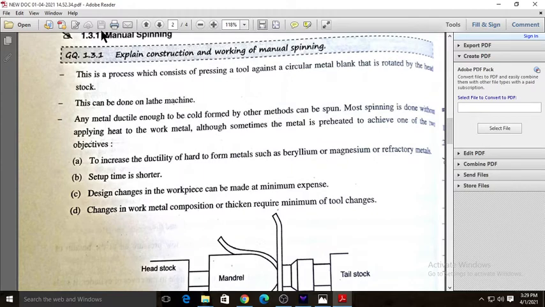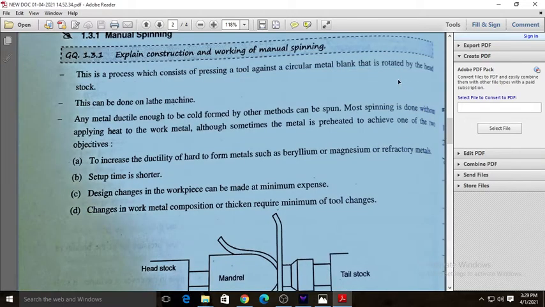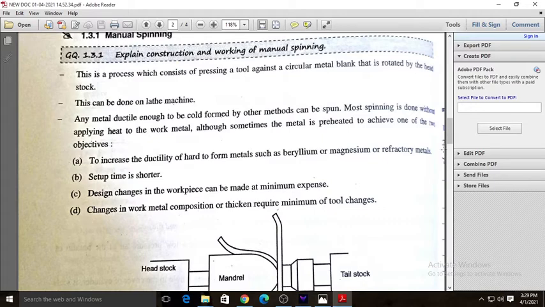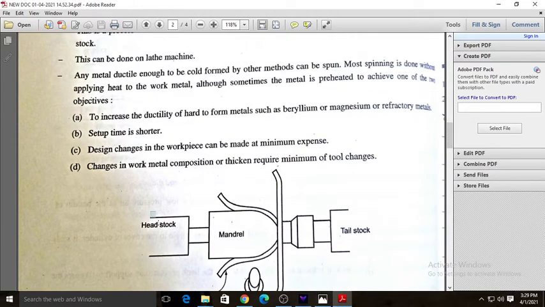Initially we will see this manual spinning. It is a process which consists of pressing a tool against a circular metal blank that is rotated by the head stock. Here you can see it is the head stock. Head stock is connected to the mandrel. As the head stock rotates, its mandrel also starts rotating, and here it is the tail stock.